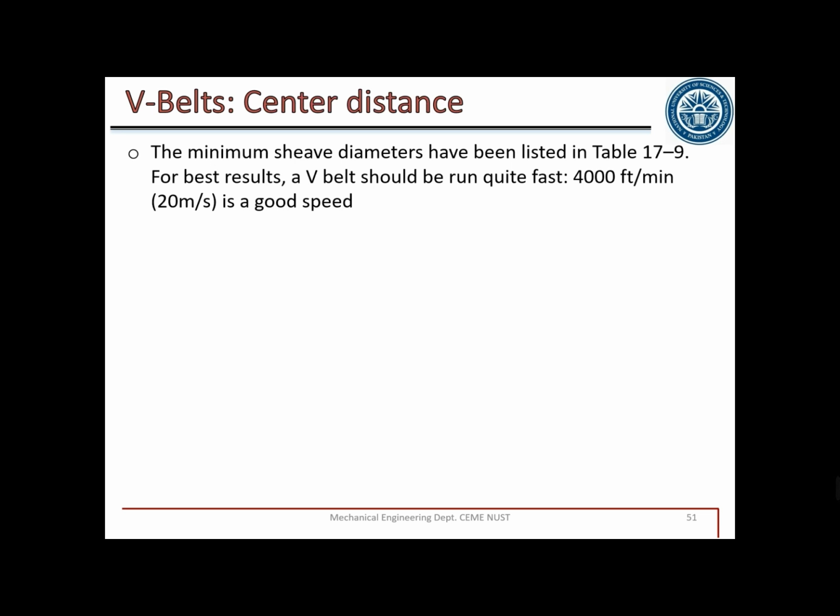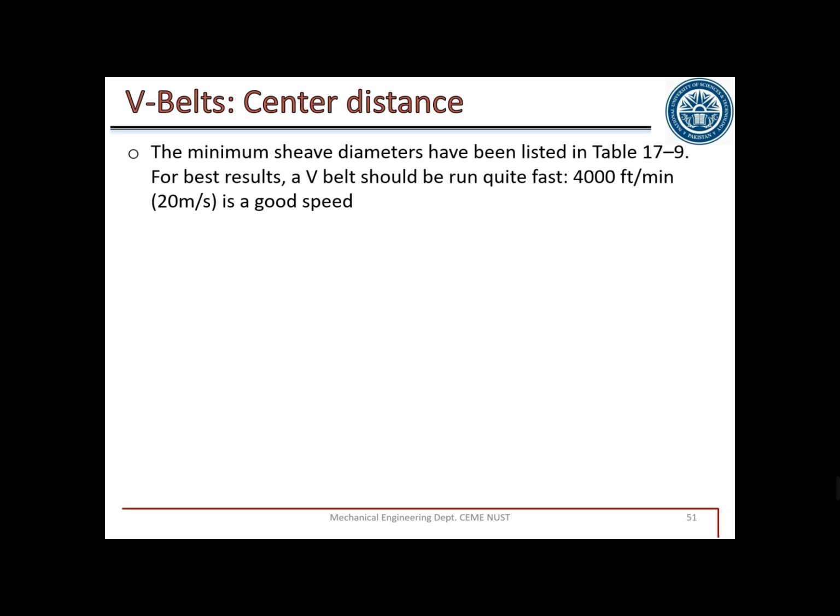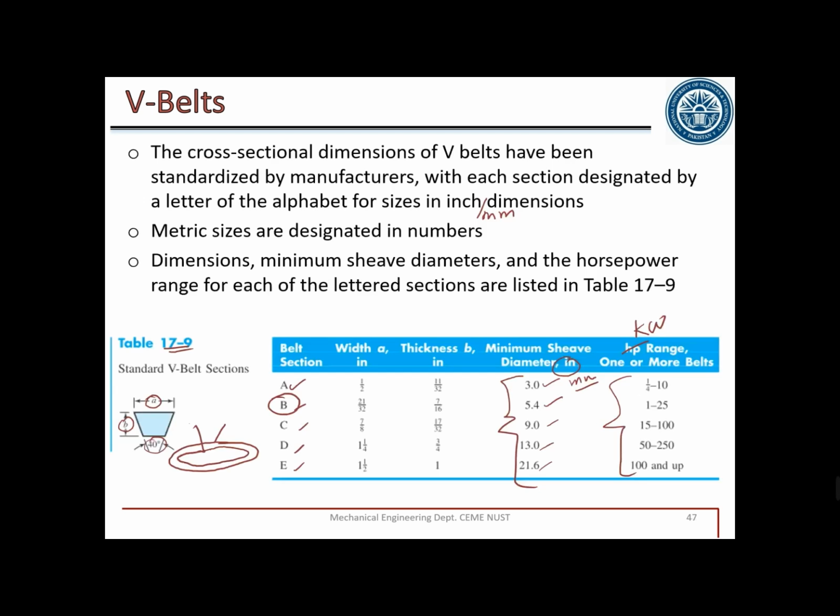Center distance. Once we know the length of the belt and the sheave diameter, we can calculate the center distance using the same equation we used for the flat belt. The minimum sheave diameters have been listed in Table 17-9. Going back to Table 17-9, they have given, for each type of belt, the minimum sheave diameter.